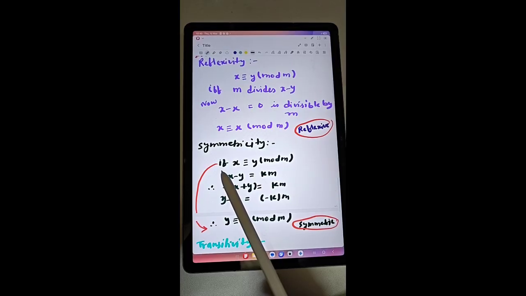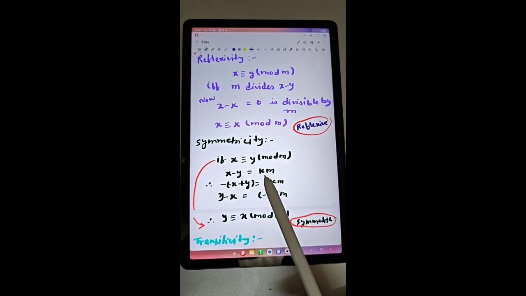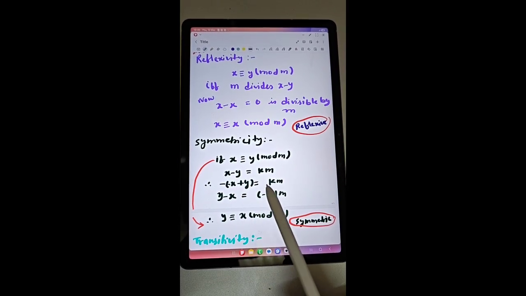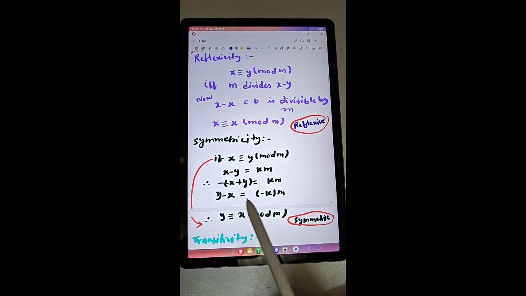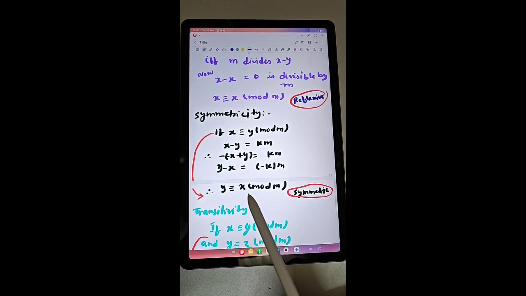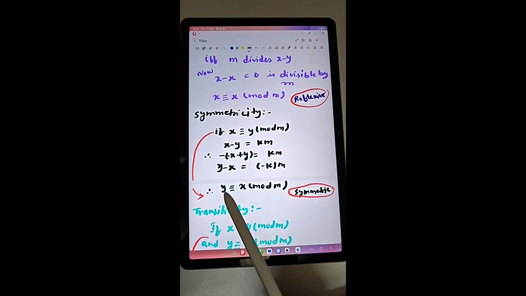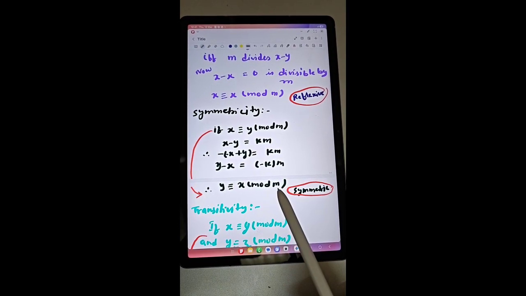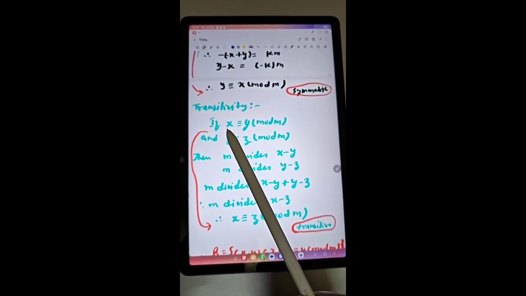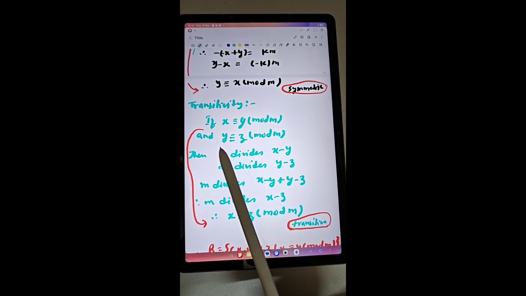Now symmetry. x is congruent to y modulo m means x minus y is divisible by m, that is x minus y equals km for some number k. Taking minus common, minus x plus y equals minus km. So y minus x is divisible by m, and we can say that y is also congruent to x modulo m. So this is a symmetric relation.